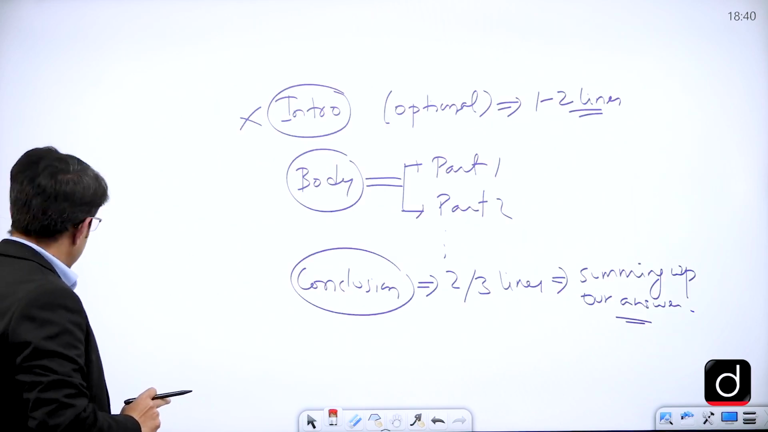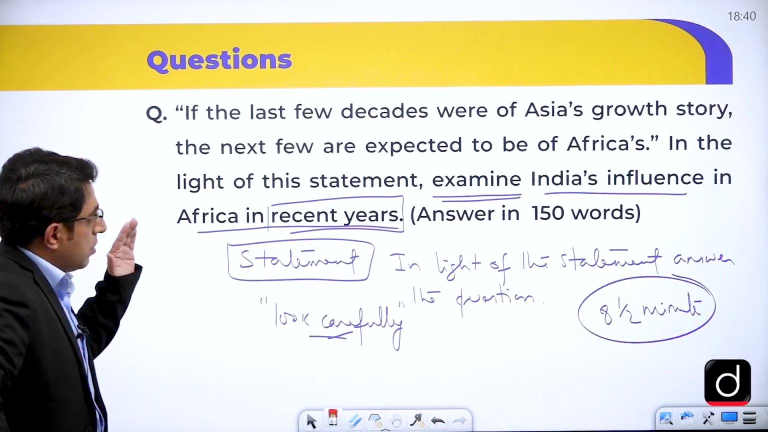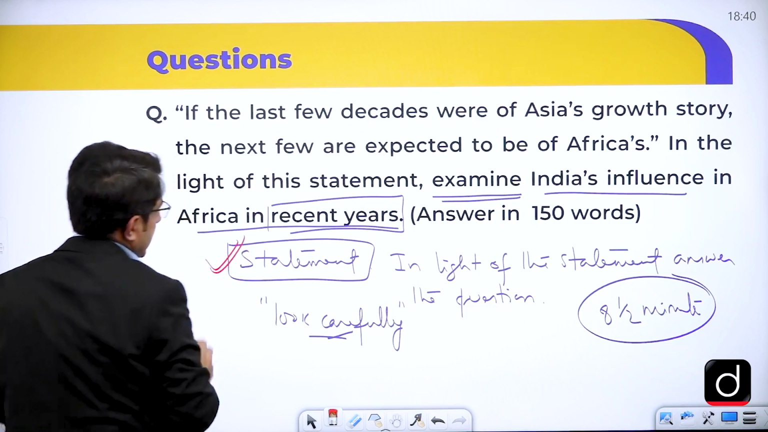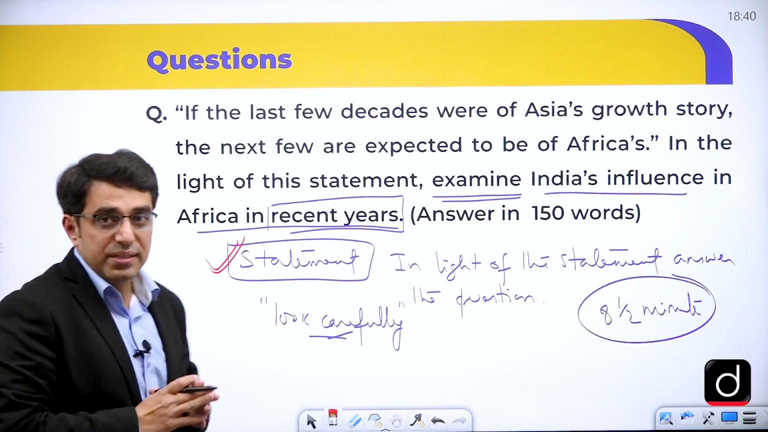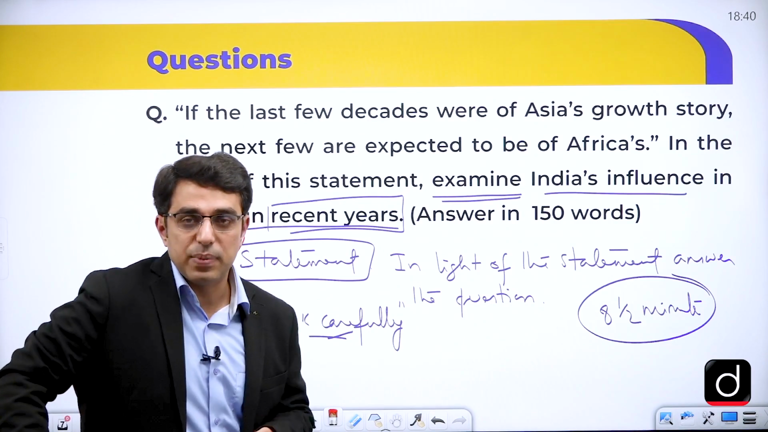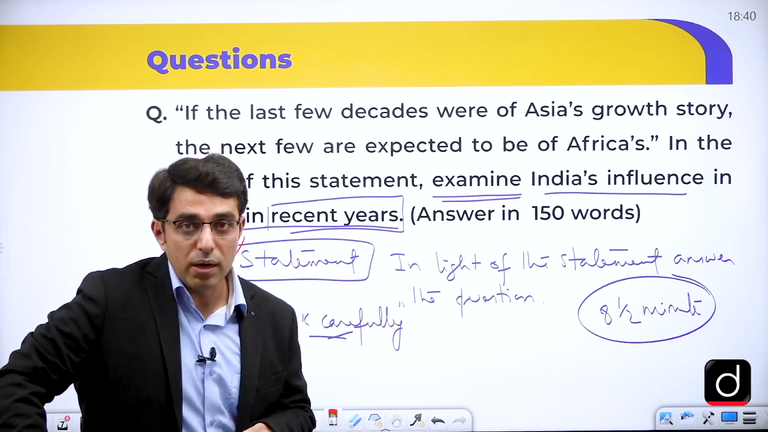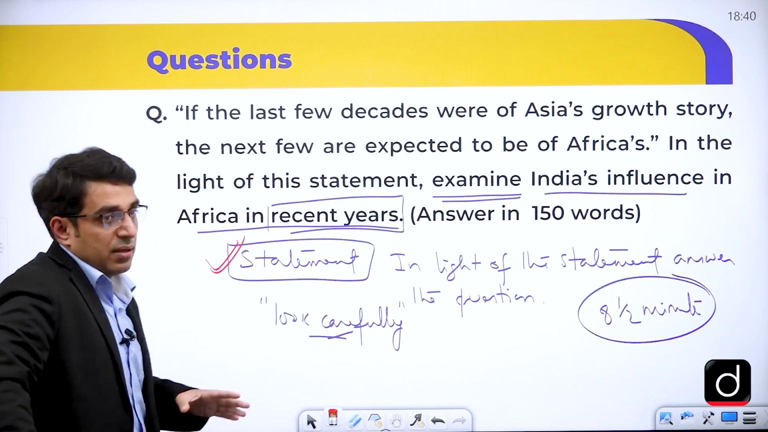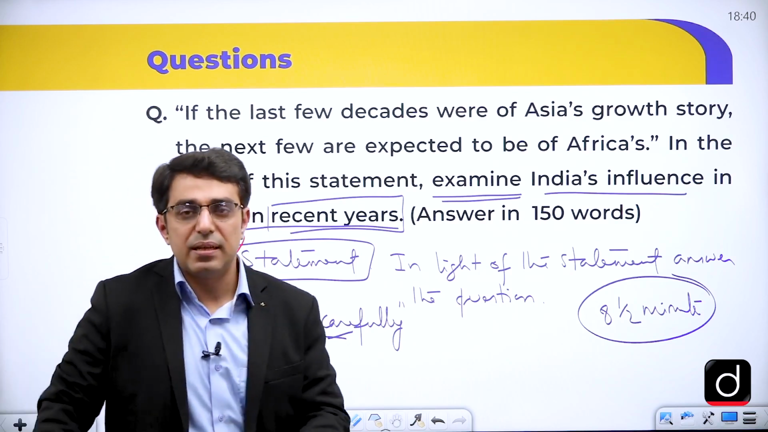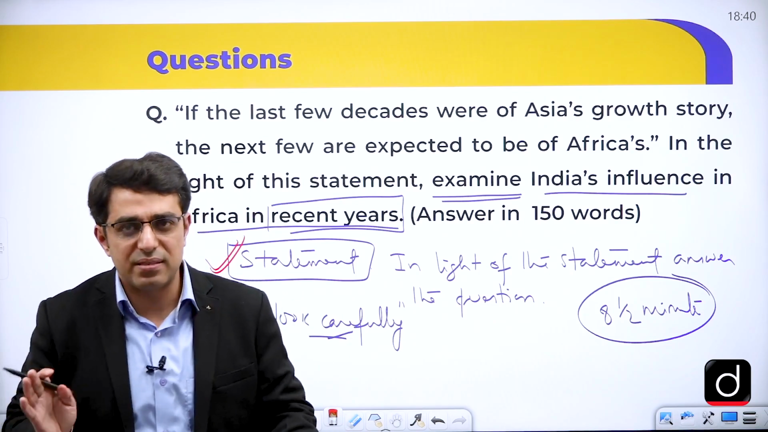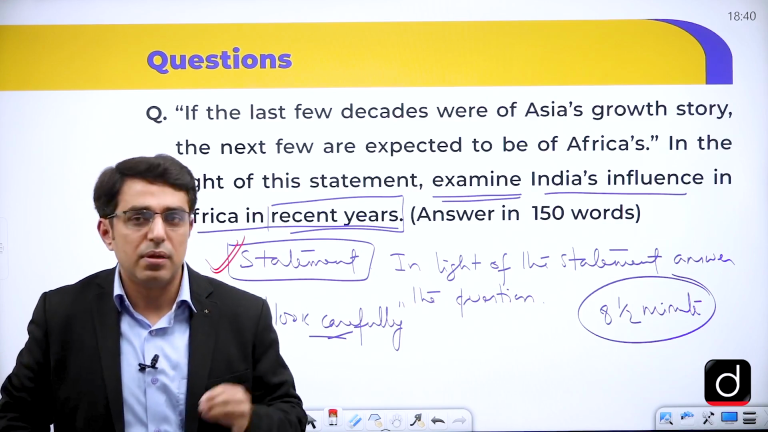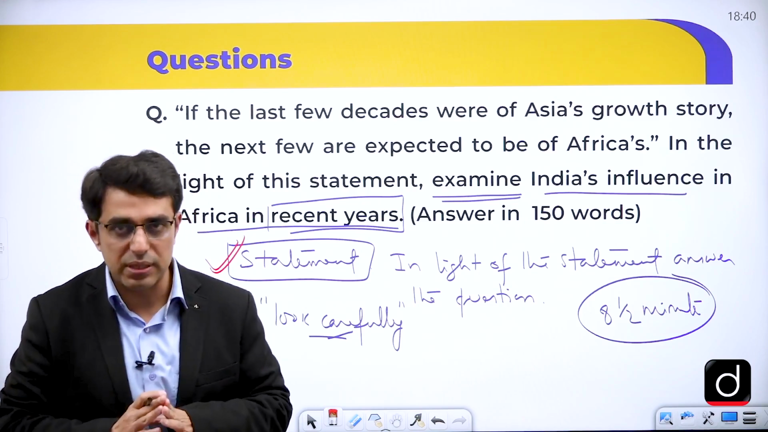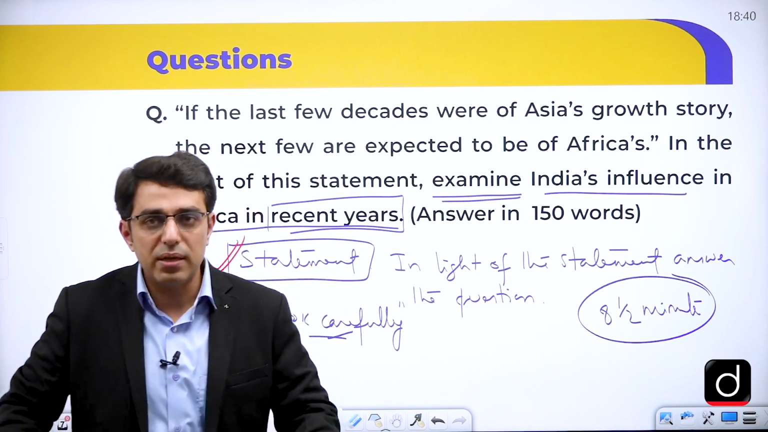Now let us see the question once again. Here we have substantiated the first part, which is the statement, by giving points in favor of how Africa is becoming a growth pole for the entire world. And in the next part, we have talked about India's influence in Africa in recent years. Then we can also cite the names of various initiatives and programs which India has undertaken in African countries. But this is how we should be approaching this question. Now we will move on to the next question.